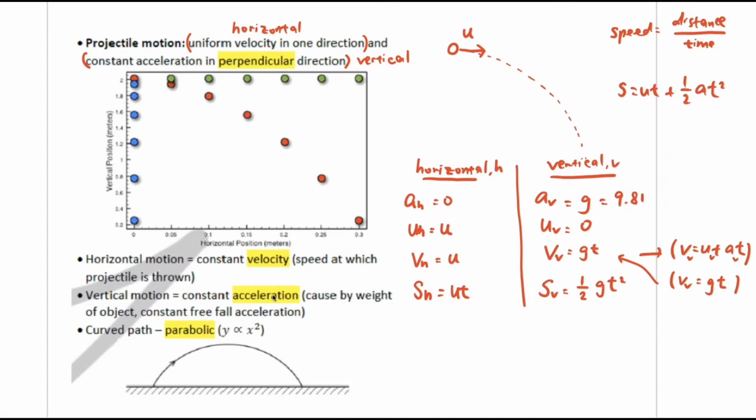Vertical motion, constant acceleration, which is 9.81, caused by the weight of the object, constant free fall acceleration. Okay, so which is 9.81.